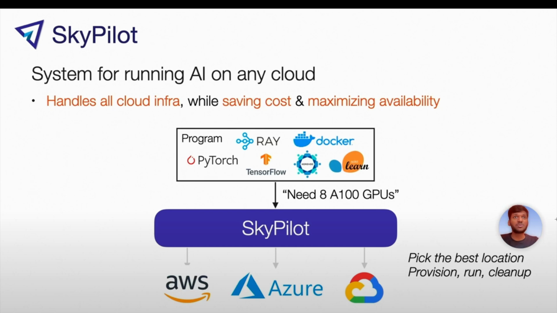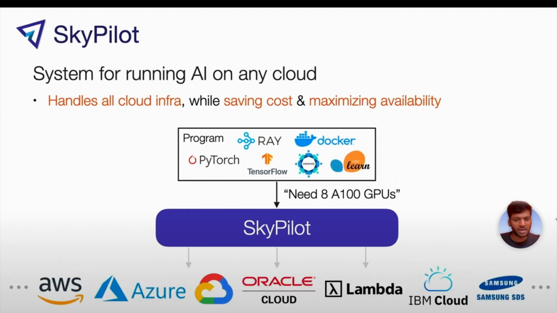They have kept this name SkyPilot because they integrate all the cloud providers, so they become the Sky. Until now it was AWS, Azure and GCP. Now they have expanded to Oracle, Lambda, IBM, Samsung SDS. So maximizing the availability and handling the cloud infra are the direct problems they solve, like integrating with all cloud providers and choosing the best location, best instance, best provision. Everything they choose and make available for you.